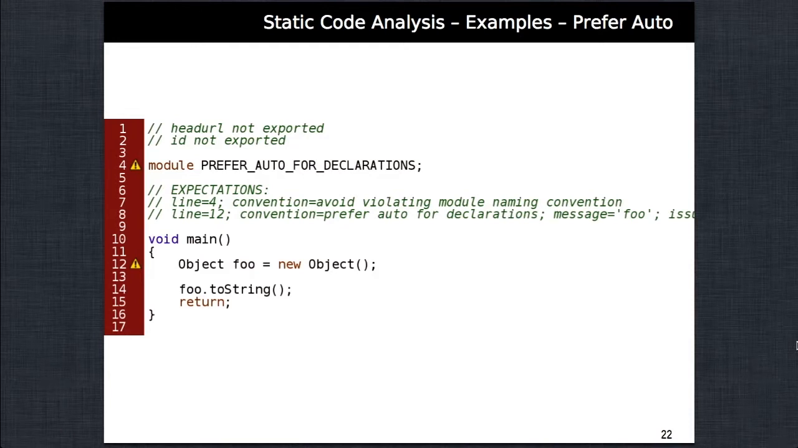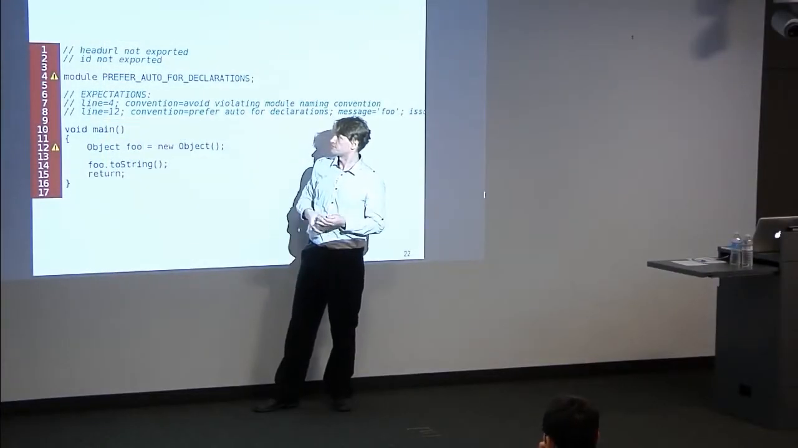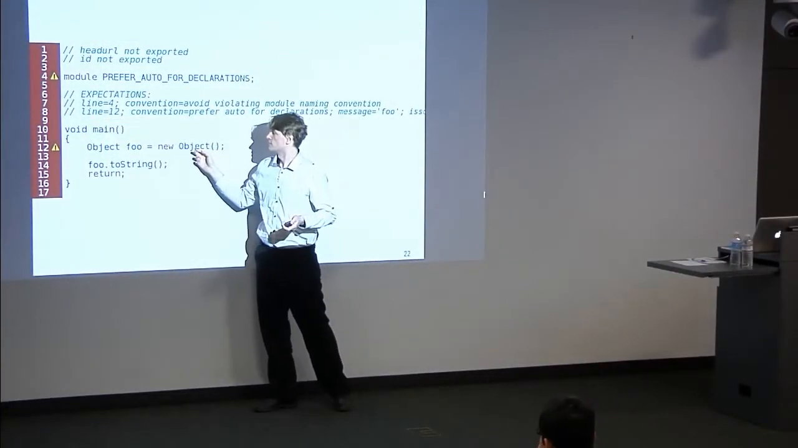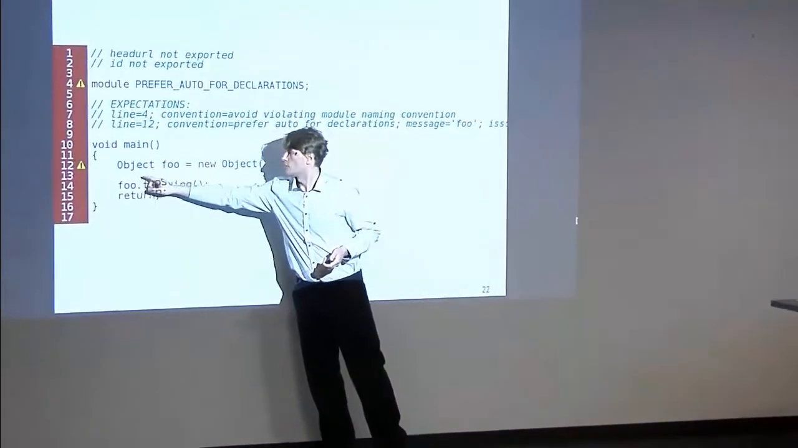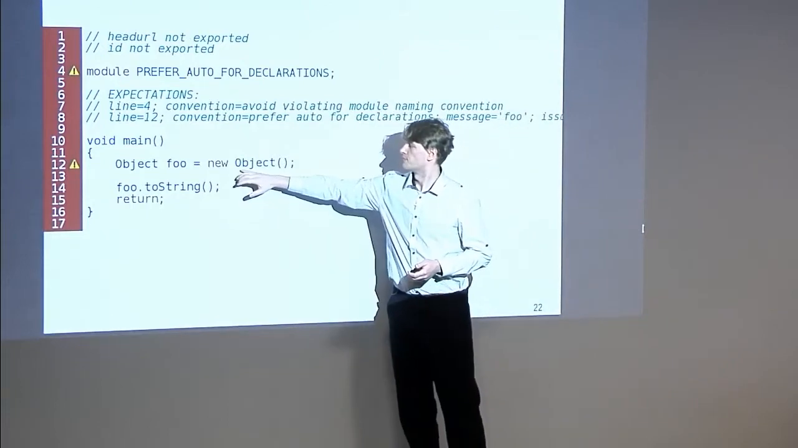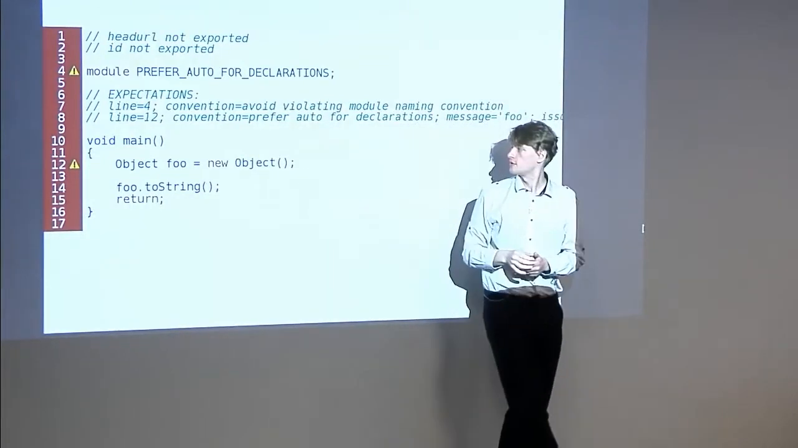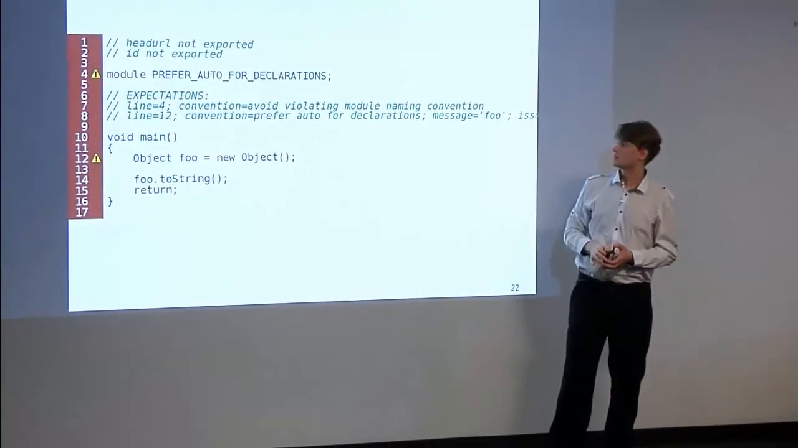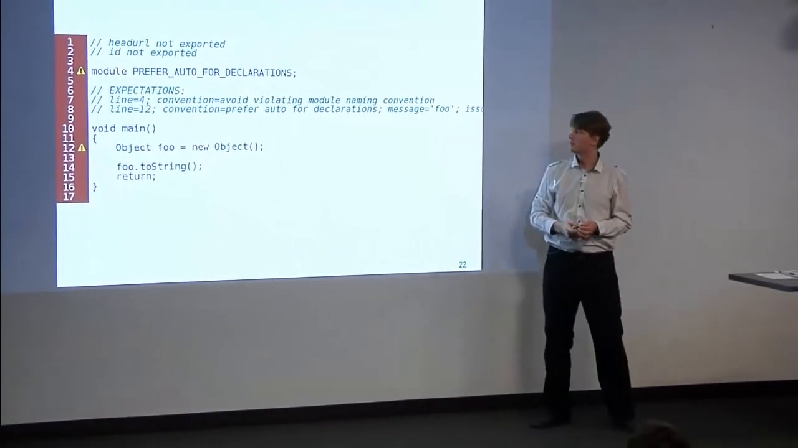Another one is mainly for people who are new to D. When you construct an object of a class, then you can write the class name foo, and then new foo, and it's just too much information. You don't need to mention the type twice. So we have the rule to prefer auto for declarations when it's clear which type the object has. Then you should write auto to not mention the type twice.